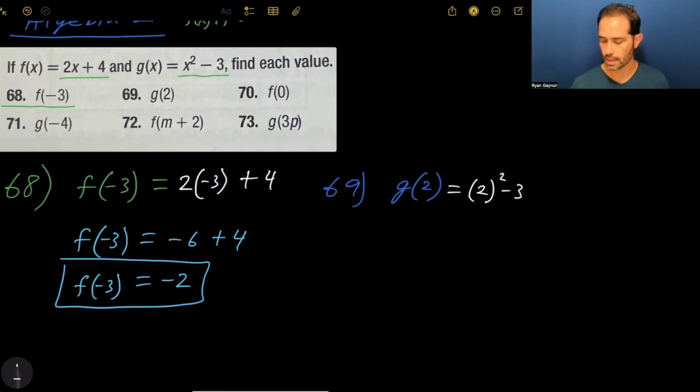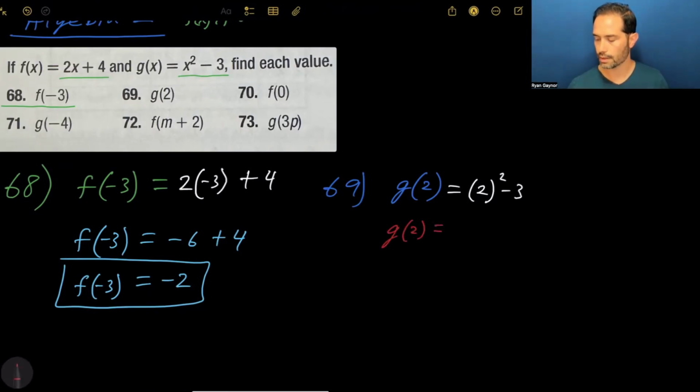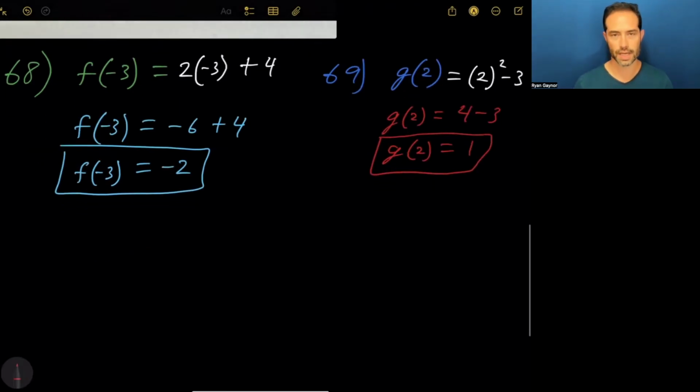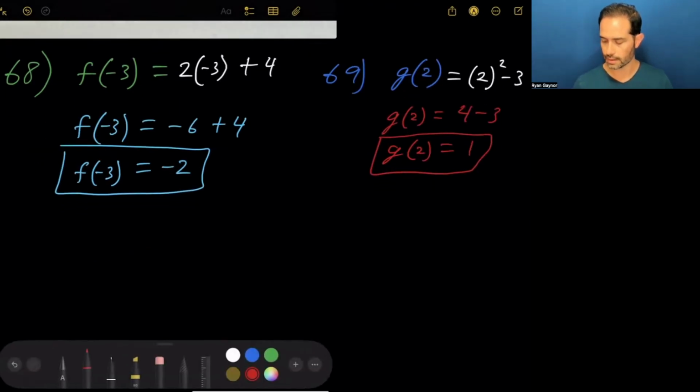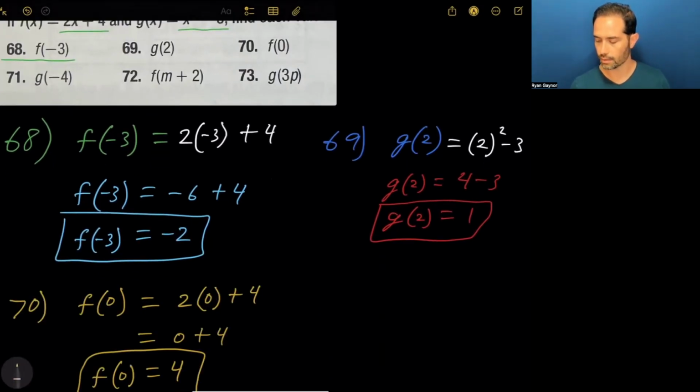So now we have g of 2 equals 2 squared minus 3. Order of operations tells us we have to do exponents first. 2 squared means 2 times 2, right? 2 times itself. So that's 4. And then minus 3. So g of 2 equals 1. All right, there we have it. Let's try another one. Let's look at 72.